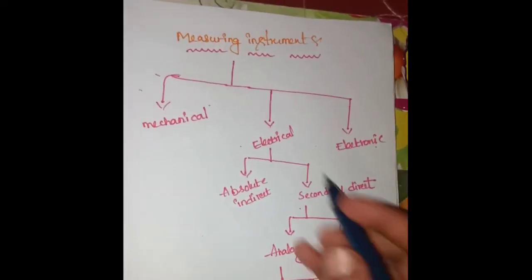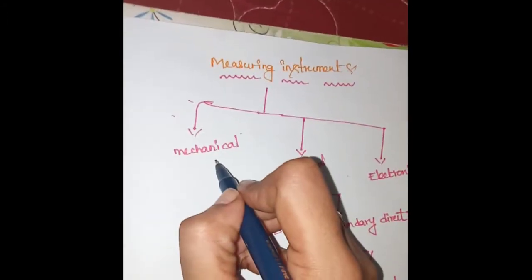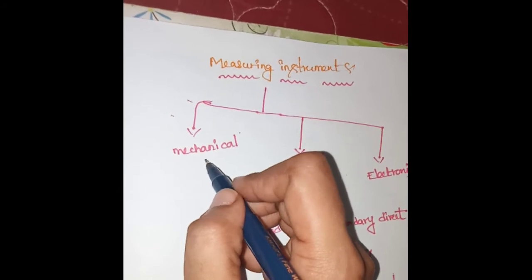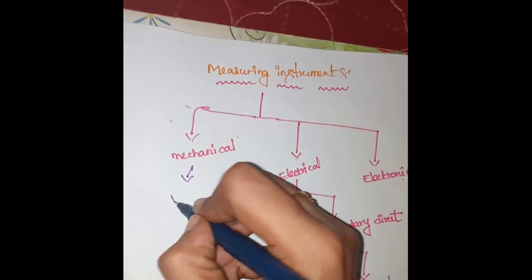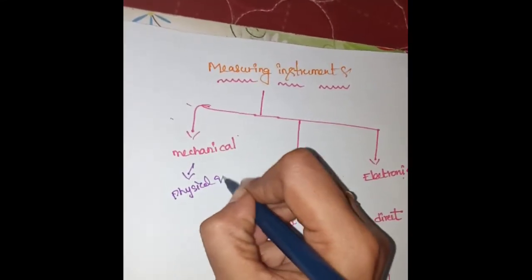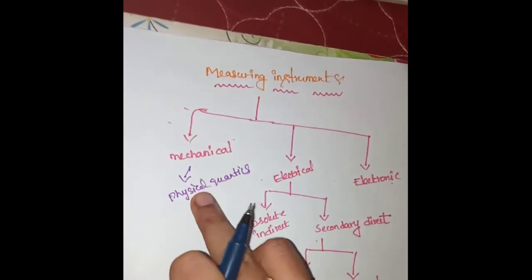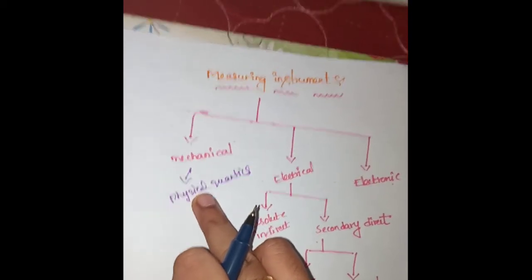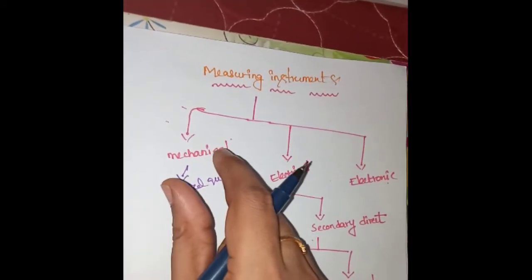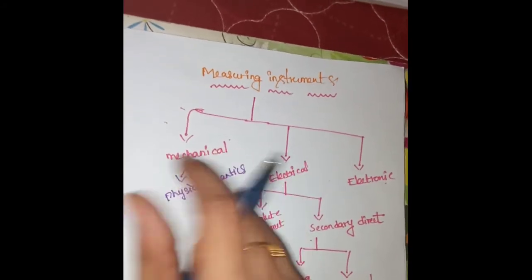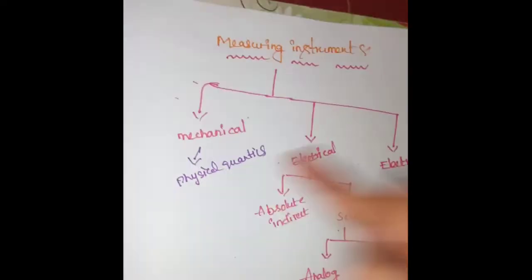See here, first one, mechanical instruments. These instruments are used for measuring the physical quantities. This instrument is suitable for measuring static and stable conditions because it only measures constant objects. That means this instrument is unable to respond to dynamic conditions. So it is called a mechanical instrument.